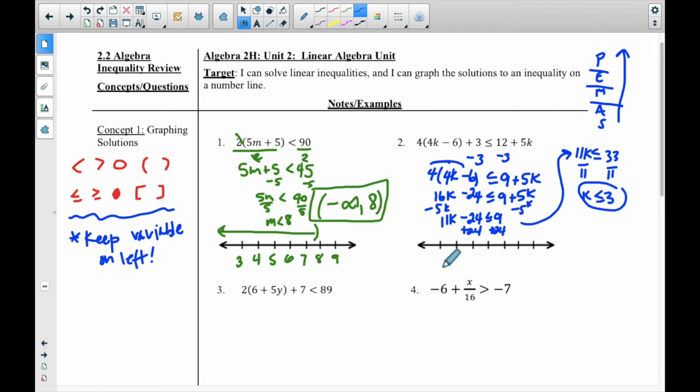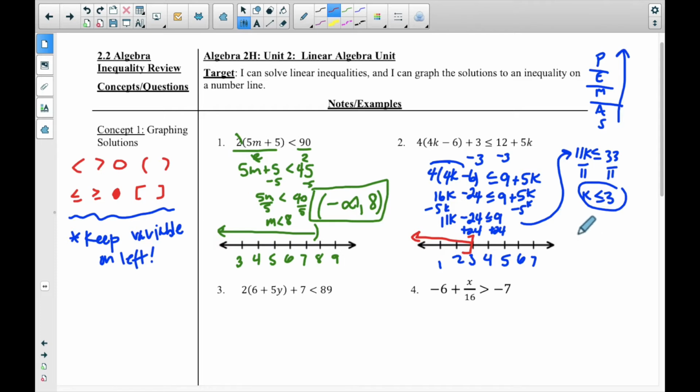All right, once again, it doesn't really matter where on my number line that is. I'm just going to go 1, 2, 3. As long as I have the 3 on there and it's kind of towards the middle, that's fine. So now I need to graph it. This time I have an equals with it, and so I need to use my square brackets, and it's less than again, so it's going to go this way. So that's my graph on that number line.